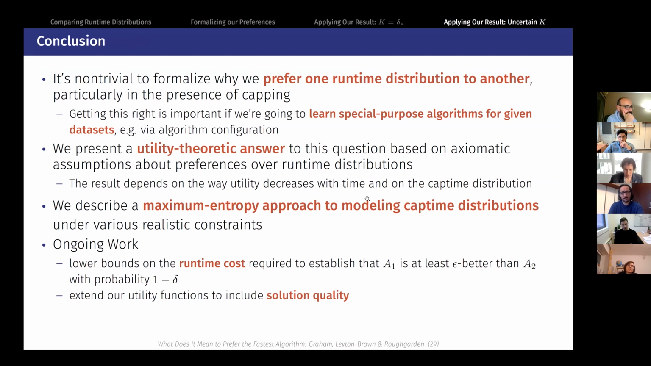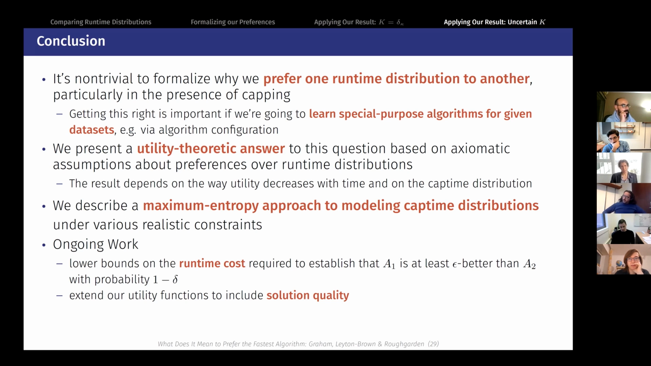So there we go. I think we're just on time. So in conclusion, there's a bit of a whirlwind, but I hope you took the main points that it's surprisingly non-trivial to formalize why I prefer one runtime distribution to another, particularly in the presence of capping. And what we tend to do in practice is either to make unjustified assumptions, like knowing exactly what the cap time is and then taking averages over that interval, or to say things like I prefer the average runtime, and not really being able to justify why I am so motivated by this dominant possibility of tail events.